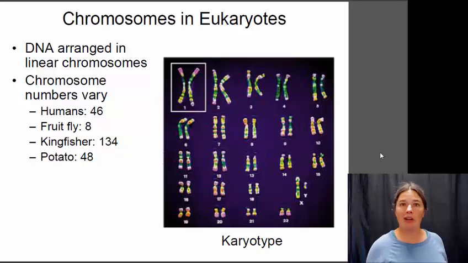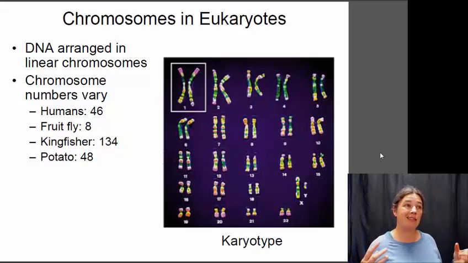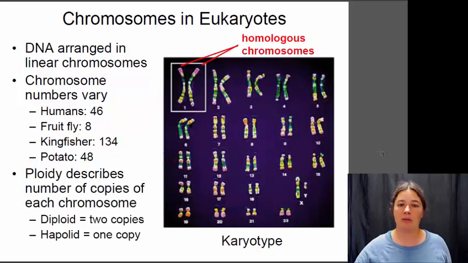So the chromosome number can actually vary quite a bit depending on the species. We as humans have 46 chromosomes, so we have 23 different types of chromosome, and we have 2 of each type. Other species have much fewer. Fruit flies only have 8. The kingfisher, which is a bird, has 134 chromosomes, and even the lowly potato has more chromosomes than we do, at 48. So the number of chromosomes that a particular species has may or may not be associated with its perceived complexity.